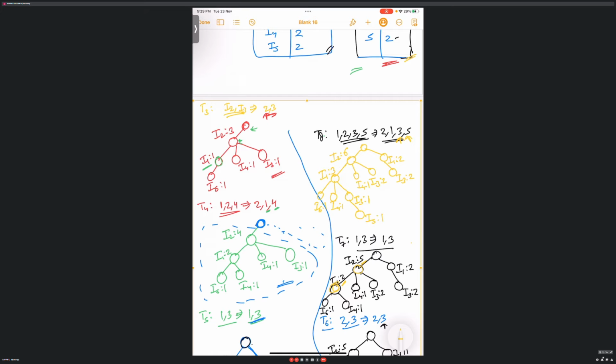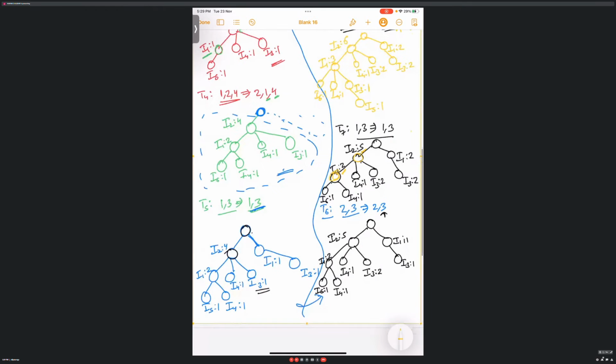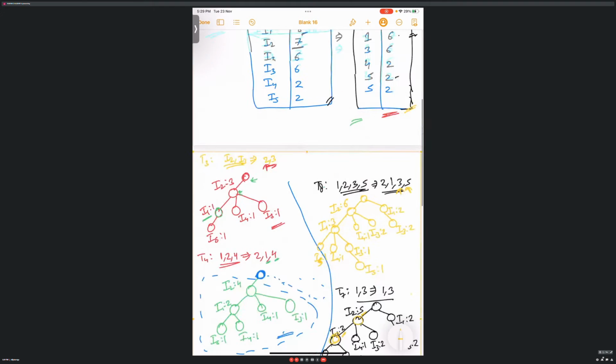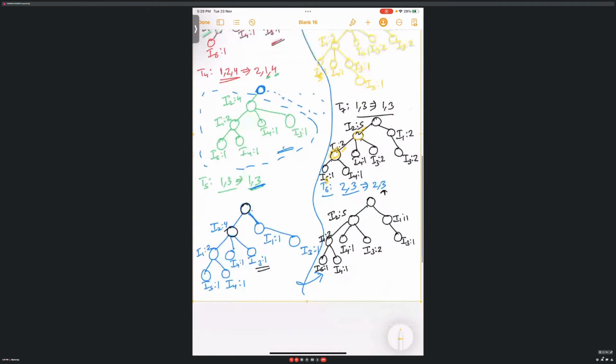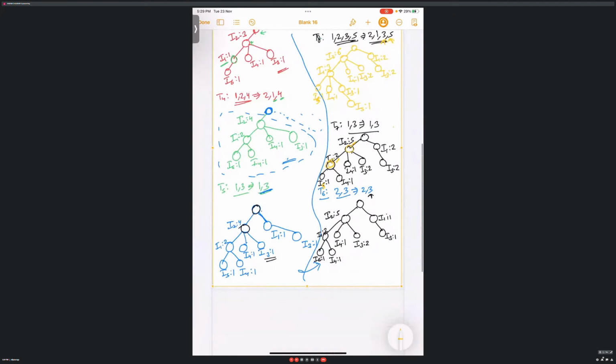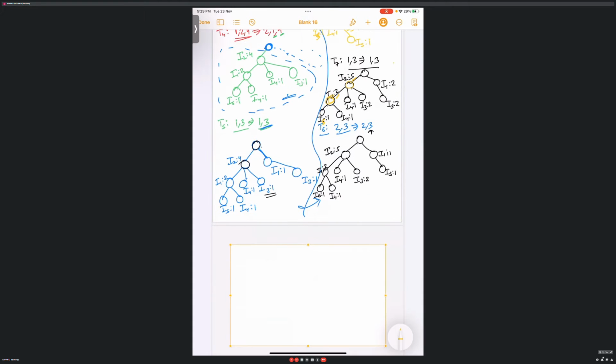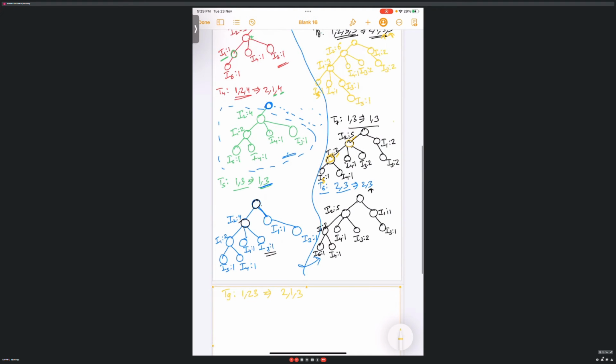No. I6? How did it become I6? I have written something wrong. It was I5. Next is 1, 2, 3. Sorted order 2, 1, 3. Now we have to construct the tree from this.